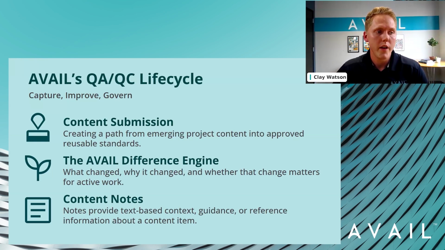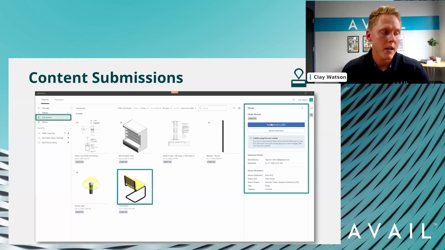So to tease a few things before we jump in, this is a glimpse at what that content submission interface looks like in the desktop. Again, you have the ability to control who sees the submissions, who gets to review these submissions, and who gets to submit. So we do have some governance around those permissions, but it is something that you can do directly from a project in Revit, or you can actually have the option to create a submission directly from the desktop application.